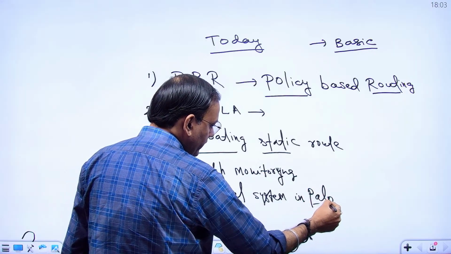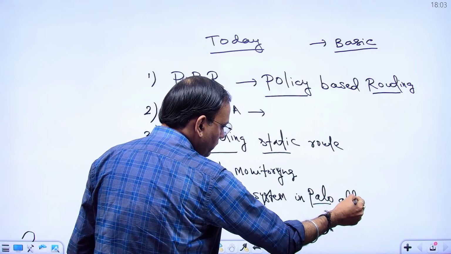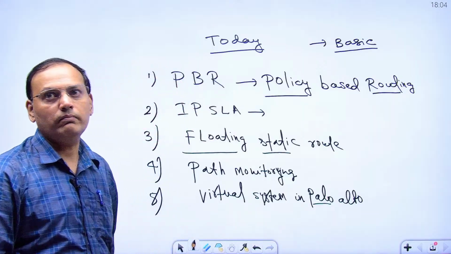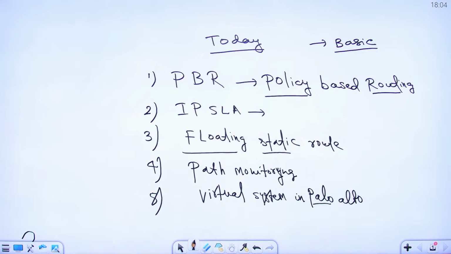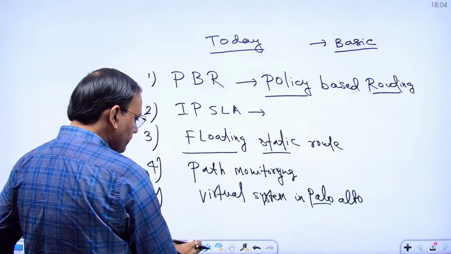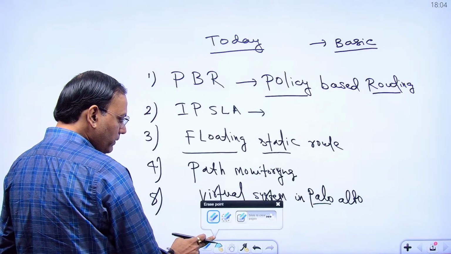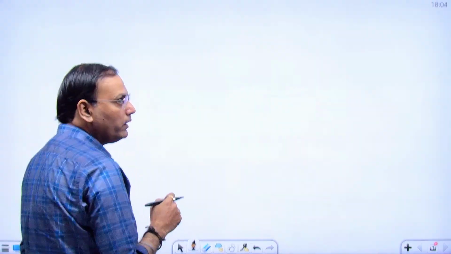The time which I am taking today is around 1.5 hours. It can be max 2 hours, but I will not try to cover more. If any of the topics are missed today, then I will try to cover them in the next class. So first of all, what is policy based routing and why do we configure policy based routing? This is the important thing.